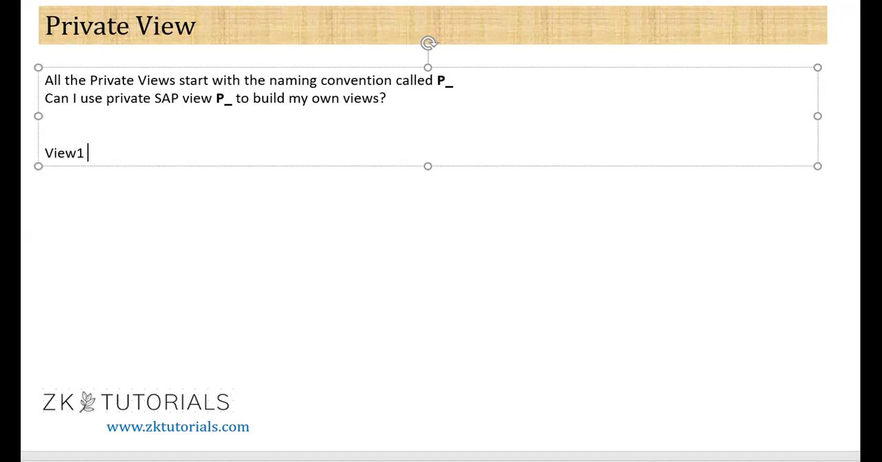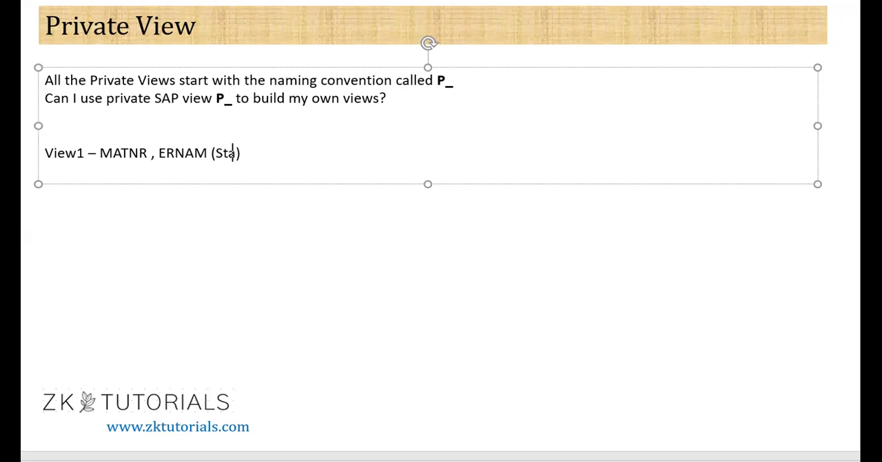Now the question that comes up is: can I use a private SAP view, one starting with P underscore, to build my own views? For example, we have seen the concept of an extension view. If you haven't watched my video on extension views, go and watch it too. For example, I have a view fetching data from a table, only the material number and related fields.